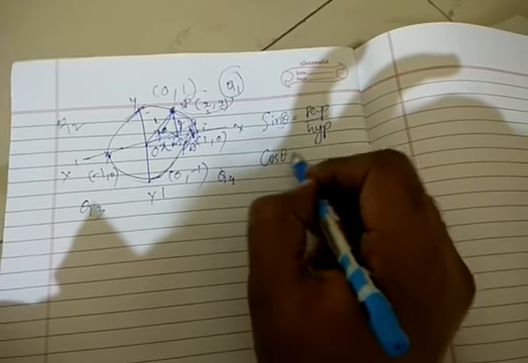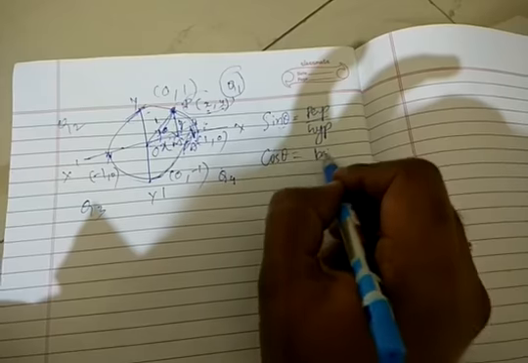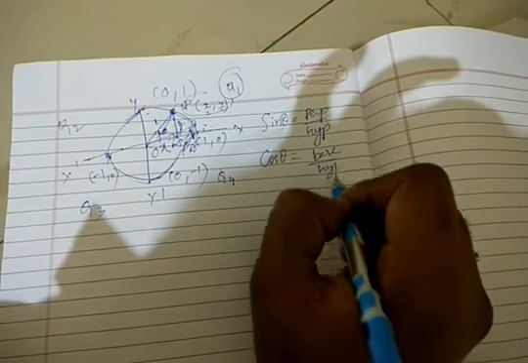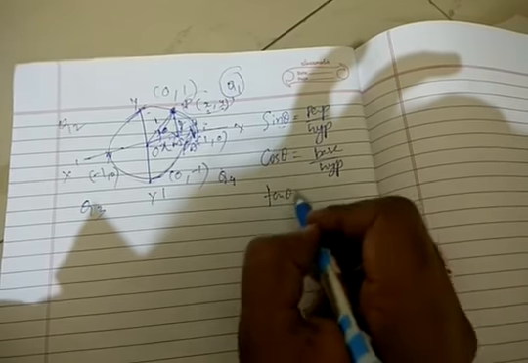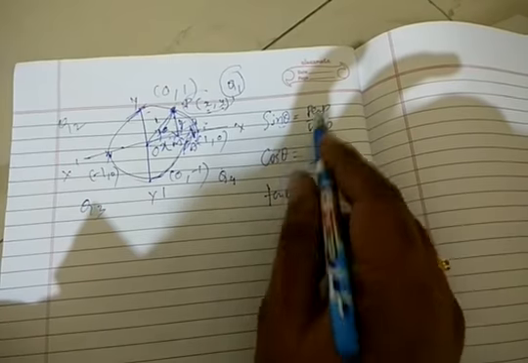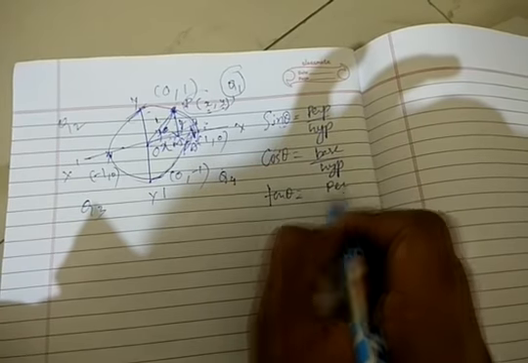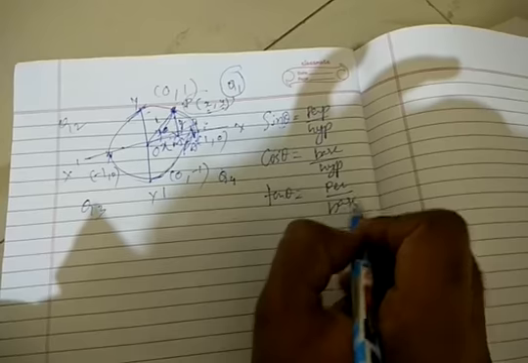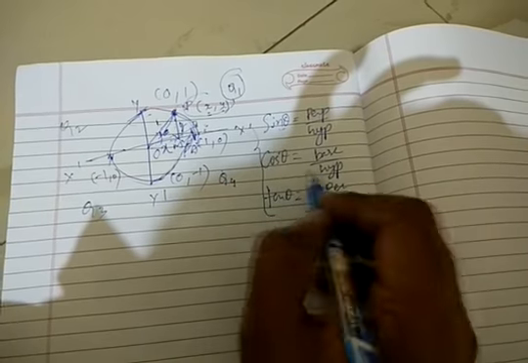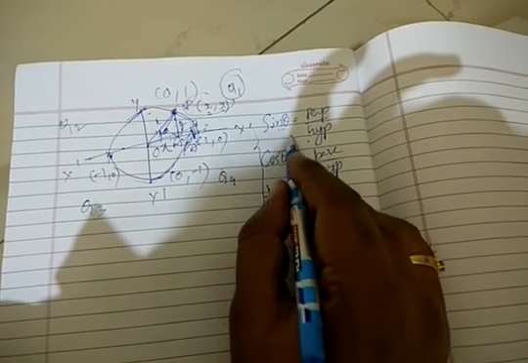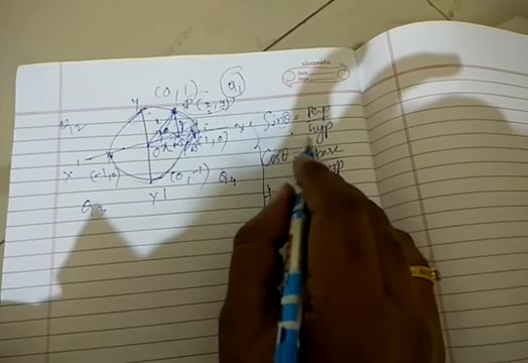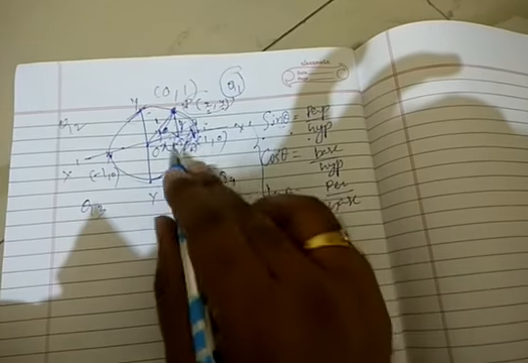Cos theta is base by hypotenuse. Tan theta is sine by cos, that is, perpendicular by base. These three basic ratios we have learned in class 10. Now you apply these things here.